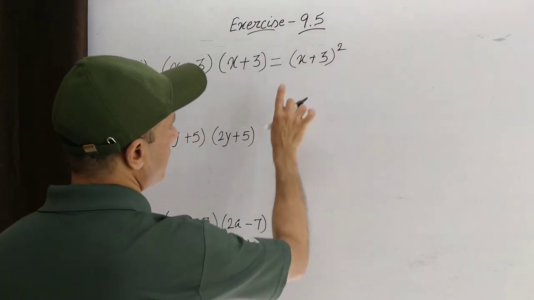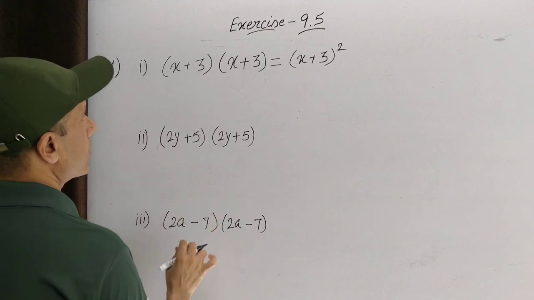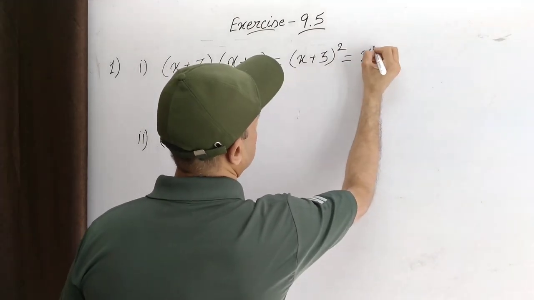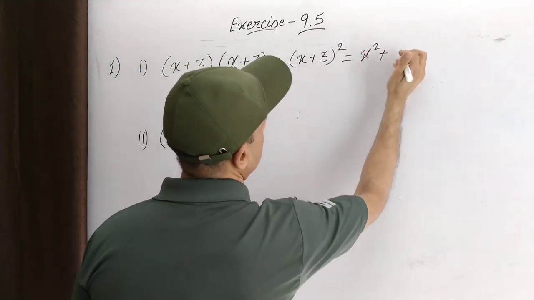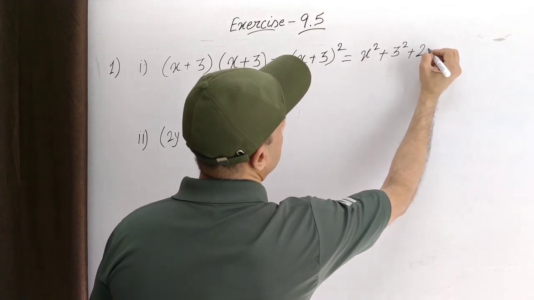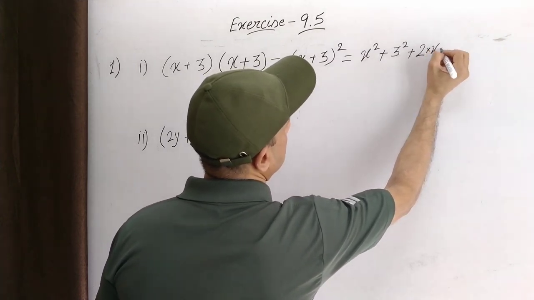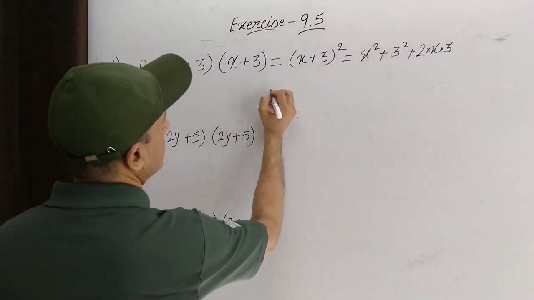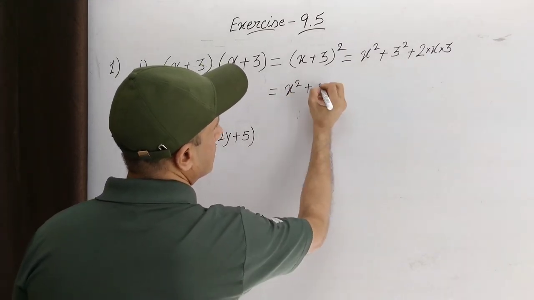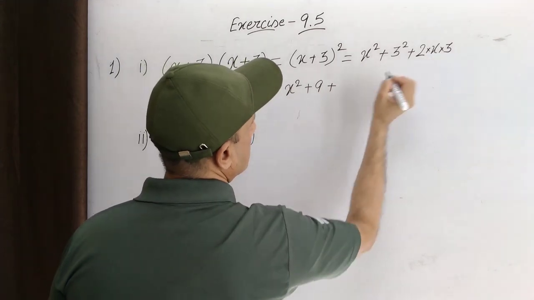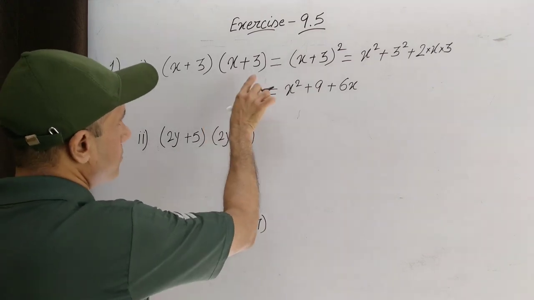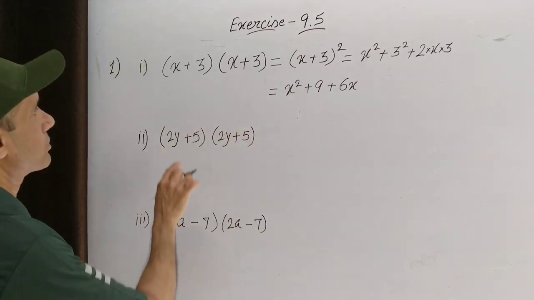We just learned the identity (a plus b) whole square is equal to a square plus b square plus 2ab. So, we can write this as a square, that is x square, plus b square, in this case 3 square, plus 2 into a into b, that is 2 into x into 3. This is equal to x square plus 9 plus 6x. With the use of identity, finding the product of these two expressions becomes much easier.